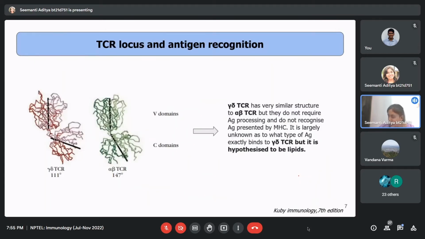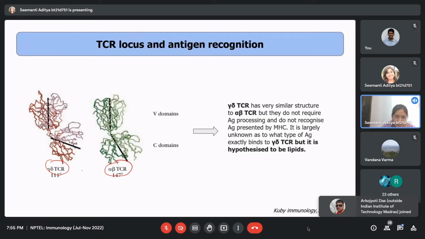And then we can quickly go through the T cell receptor locus. So the T cell receptor can be gamma delta type as well as alpha beta type. The gamma delta type of receptor is not very much in study, and not much is known about the gamma delta T cell receptor or what kind of antigen it recognizes, because most of the T cell receptors present inside our body are alpha beta type, and this alpha beta type of receptor is recognizing most of the antigens that are presented by MHC molecule.